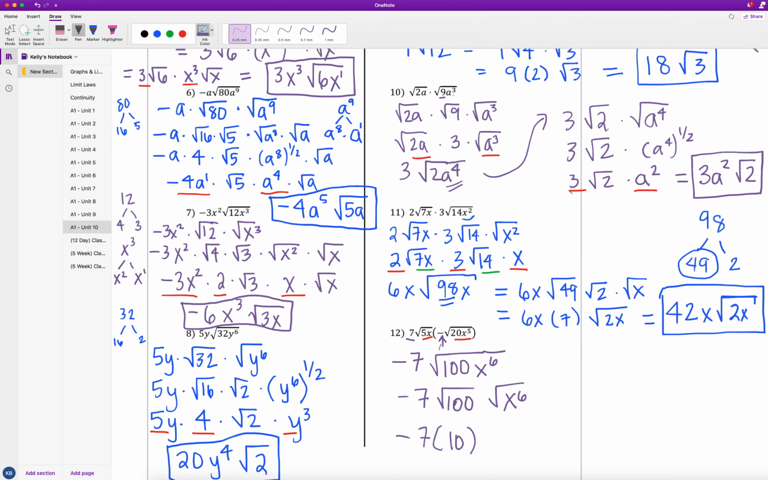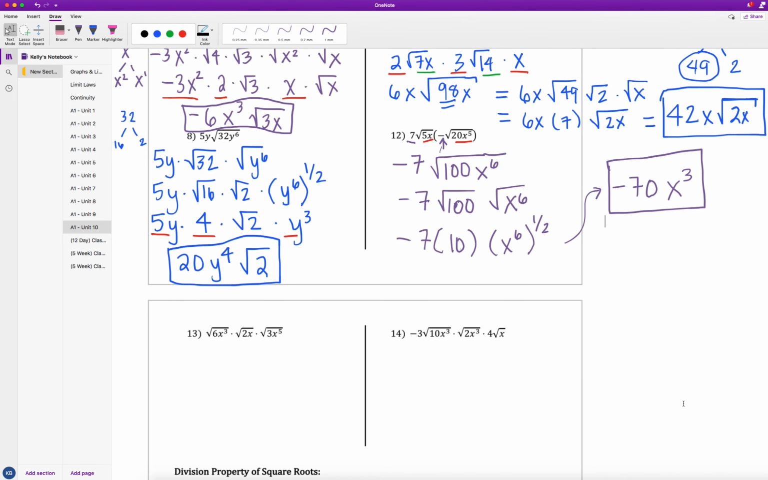And the x to the 6th, the square root of that is actually going to give us an x to the 3rd. And the reason I know that is because 6 is divisible by our index, which is 2. So I end up with x to the 6th to the 1/2. So our final answer, I'll have a negative 70, from the negative 7 times 10, and then the x to the 6th to the 1/2 will become an x to the 3rd. So in this last example on this page, we're saying that maybe we don't end up with a square root at all in our final answer if everything ends up being a perfect square.